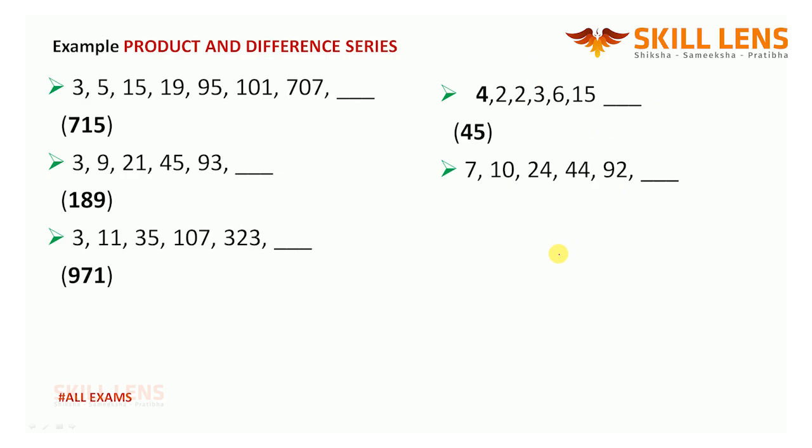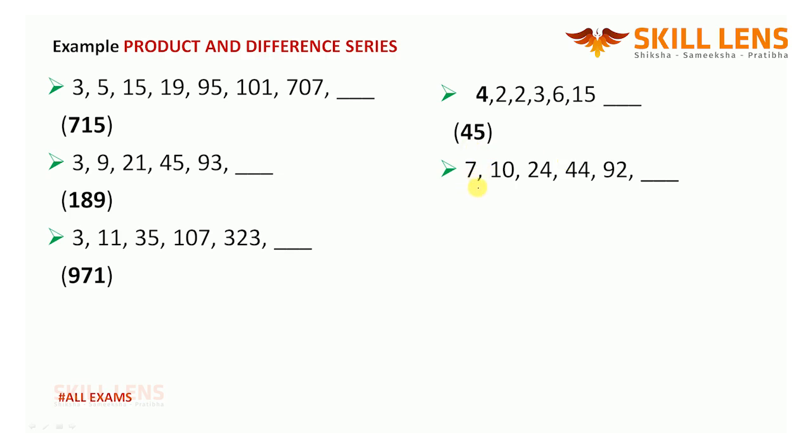So 7, 10, 24, 44, 92 and dash. Let's try multiplication, anything with multiplication. 7 into 1 plus 3. Are you getting? Yes. Into 2 plus 4. 10 into 2, 20 plus 4. If you multiply with 3, that will become 60. So that's not your answer. Okay, then how to handle this particular question?